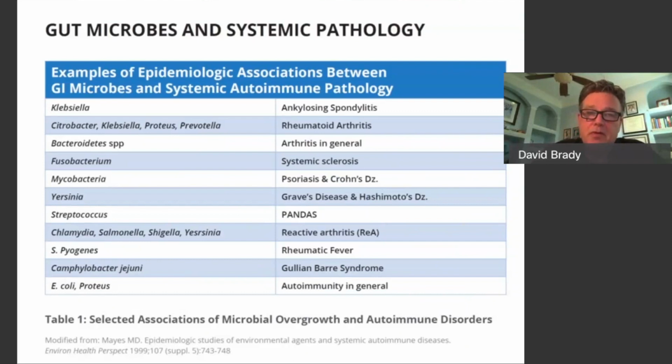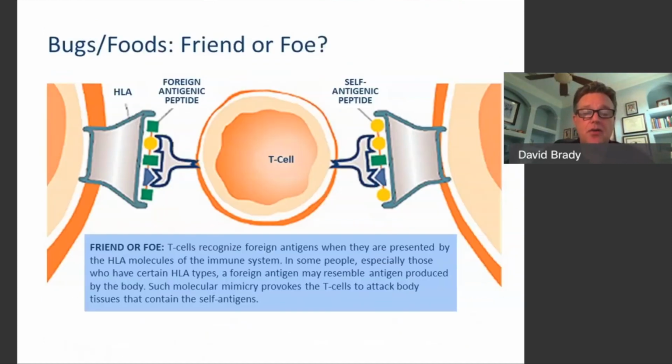Things like autoimmune inflammatory arthritis, like rheumatoid arthritis, ankylosing spondylitis, and the like. And we're going to look at organisms such as Klebsiella, Citrobacter, Proteus, Prevotella, because it will be a lesson that can then be extrapolated over other associations in autoimmunity. And what happens when a bug overgrows, and how can that potentially cause an autoimmune response? There are multiple answers to that.